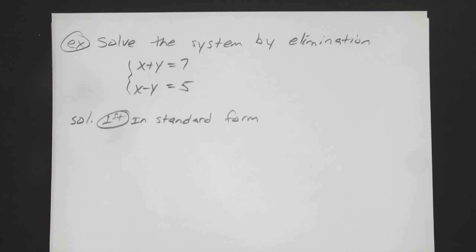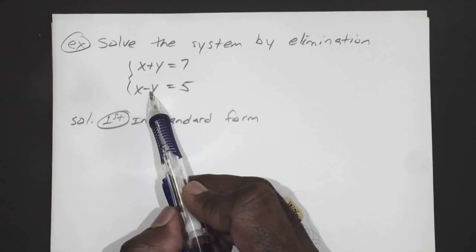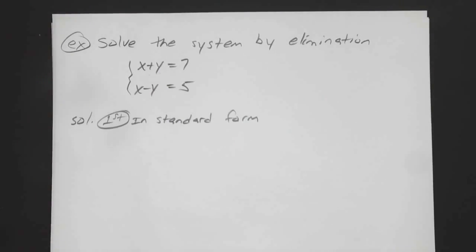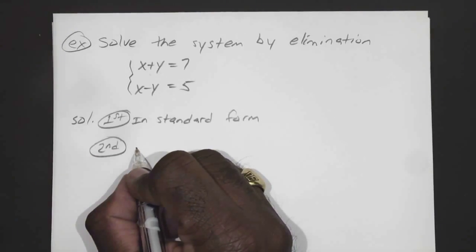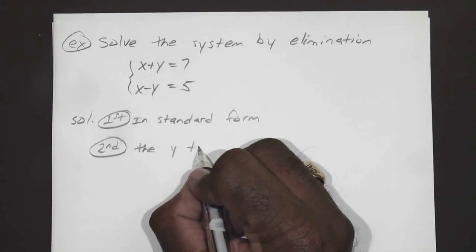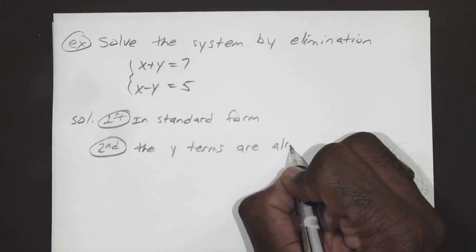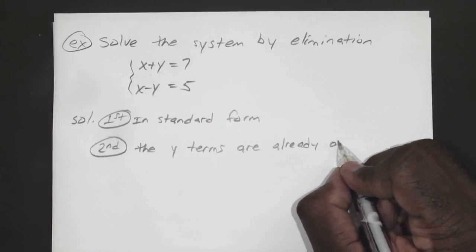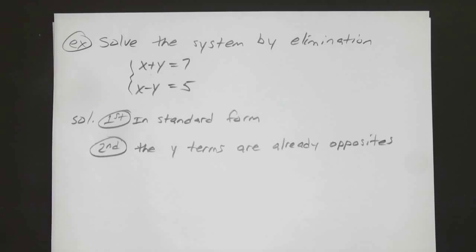Now for this one, your second step is already set. You don't have to do anything, because your y, you have a plus y and a minus y. So they're opposites. So the y terms are already opposites. So you don't have to do anything for that second step.